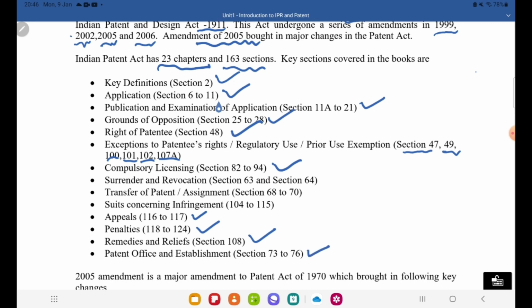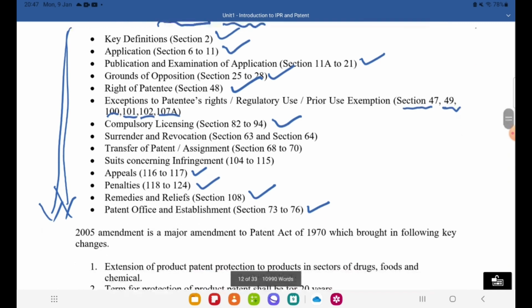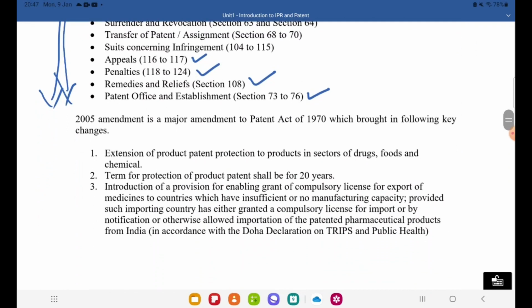This is the way I'm comfortable with the storyline for patent. So I realigned certain patent sections. I'm not going section 1, section 2 kind of a thing. I aligned the storyline based on my convenience here, touching almost all the important aspects of patent from an examination point of view and a subject matter point of view. Here are the few key or major amendments in the Patent Act 1970 during the 2005 amendment.